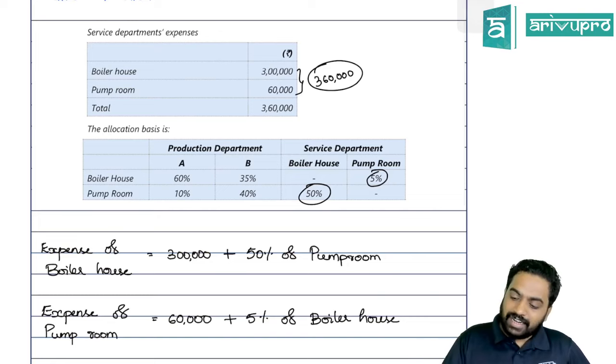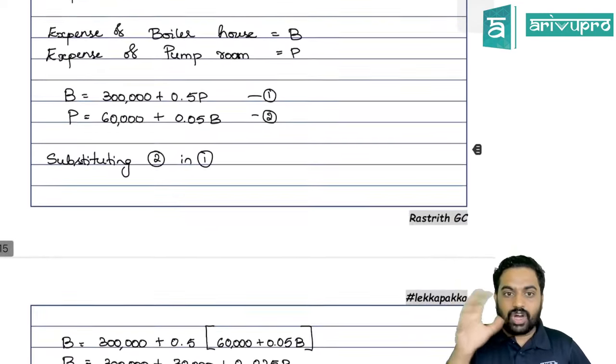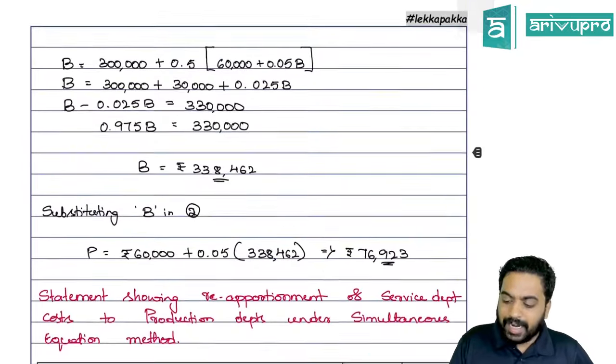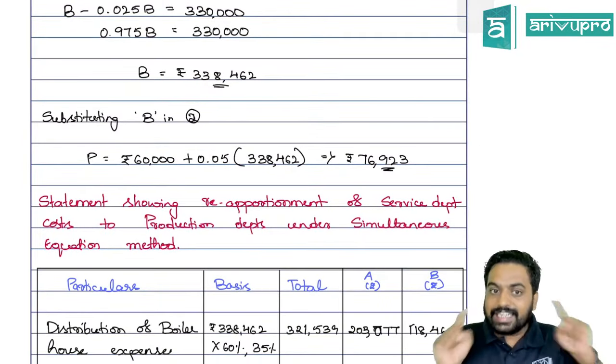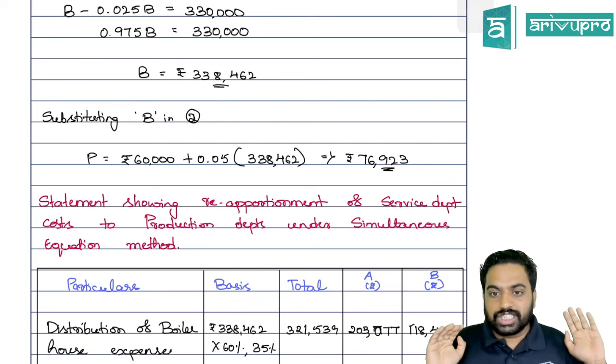So we'll write that and we'll solve the equation and we'll find out how much the amount is. That amount will be applied on a percentage basis, I repeat, on a percentage basis, to the production departments.